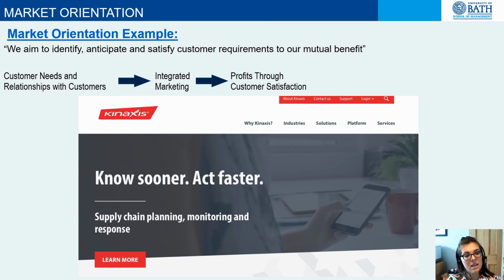So the underpinning factor for it is that they aim to identify, anticipate, and satisfy customer requirements to our mutual benefit. And I really want to highlight the mutual benefit part of that.